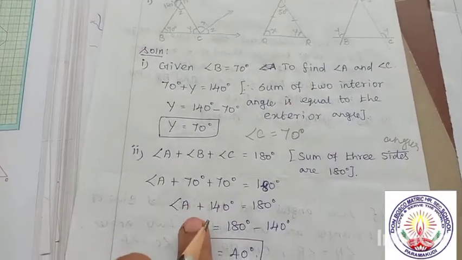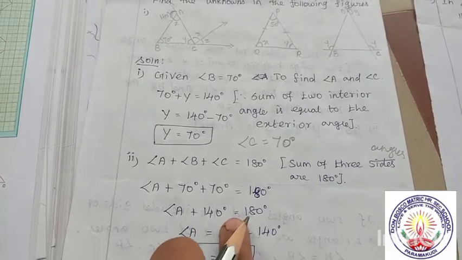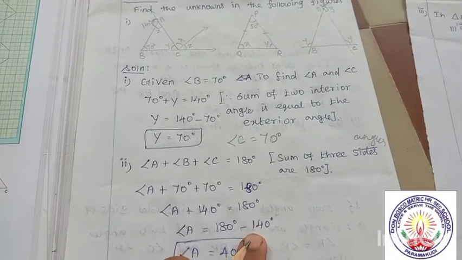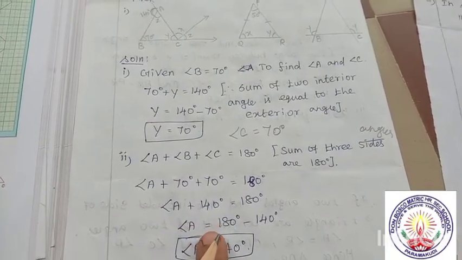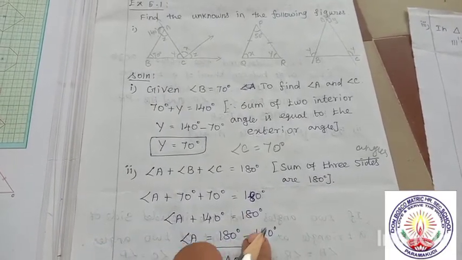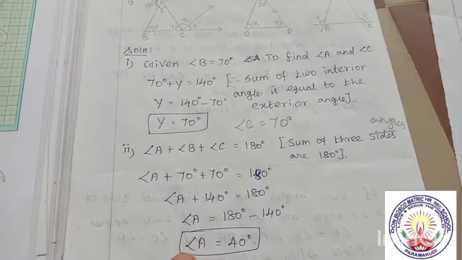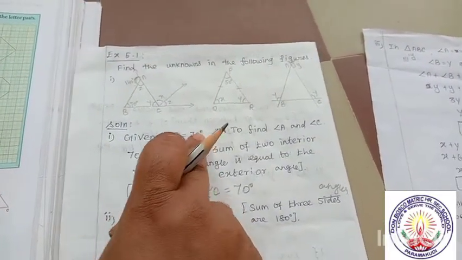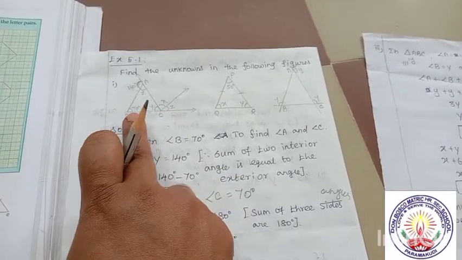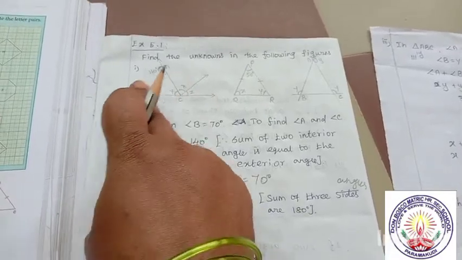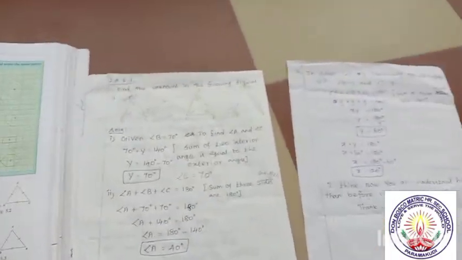Angle A plus 140 degree is equal to 180 degree. 140 going to the opposite side becomes minus. So angle A is equal to 180 degree minus 140 degree, which is 40 degree. Therefore angle A is equal to 40 degree. To check: angle A is 40 degree, angle B is 70 degree, angle C is also 70 degree. 70 plus 70 is 140, 140 plus 40 is 180 degree. So the sum of the three angles is equal to 180 degree.